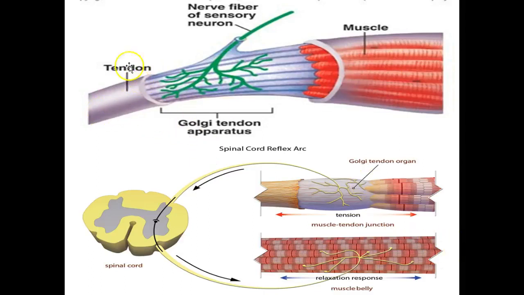This is a tendon. This is the muscle. And this is the Golgi tendon apparatus, which is more towards the tendon side of things as well. The nerve fiber of the sensory neuron is detecting a particular stretch. And here we've got the muscle tendon junction for tension, and then we've also got the relaxation response as well. Again, everything's synapsing, going through the spinal cord very fast.